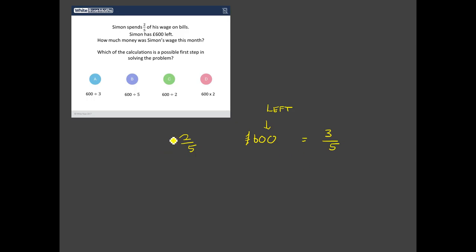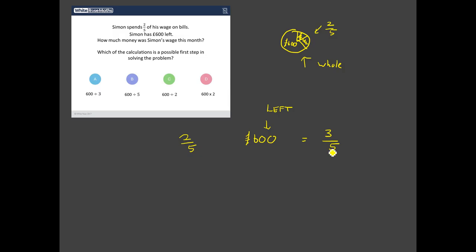Just check you're happy with that. Imagine Simon starts off with a whole wage. He spends 2/5 of it. So let's just roughly divide this up. There's his 2/5. That's what he spends. He's got left 3/5, and we know that that 3/5 is equal to 600 quid. So now we have to go ahead and solve it. We want to find out what was the whole, what was the whole to begin with? That's what the question's asking. How much money was Simon's wage this month?